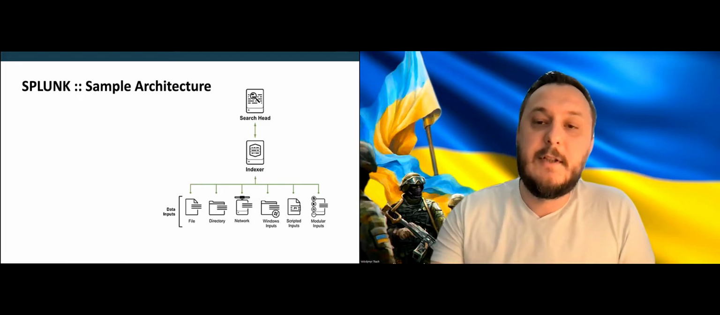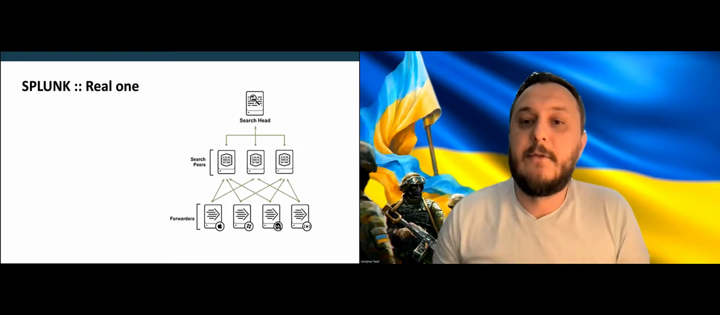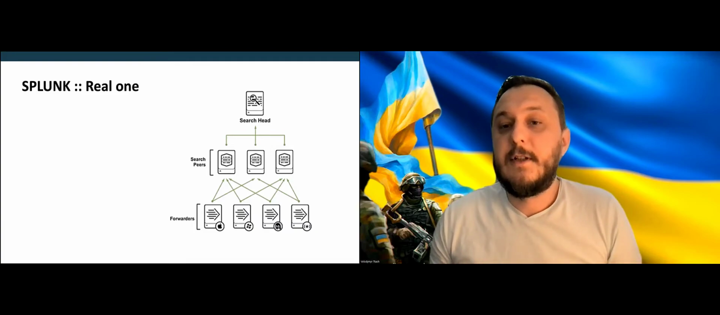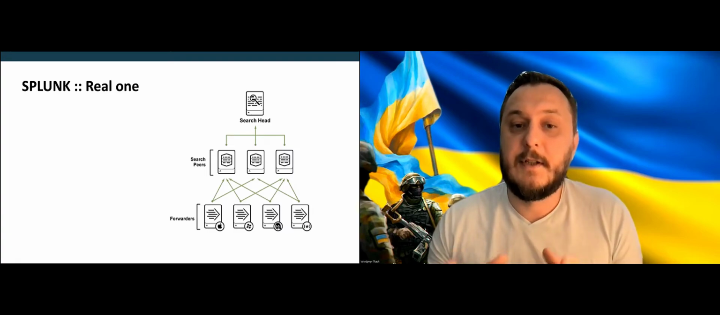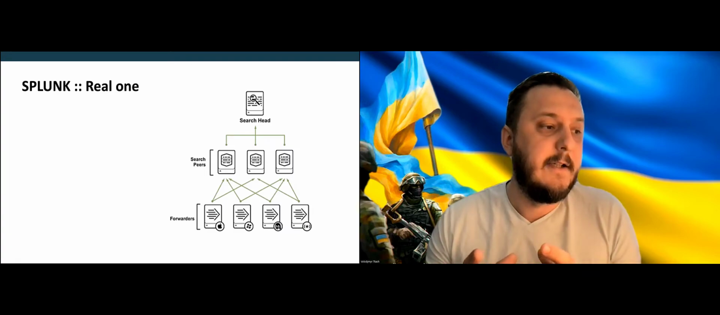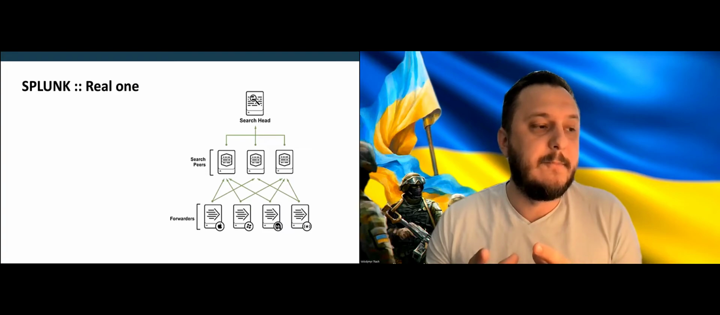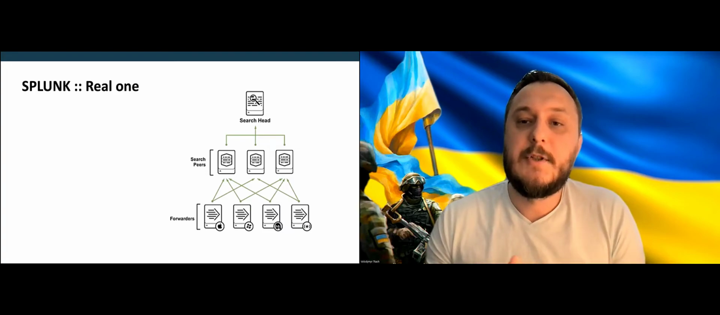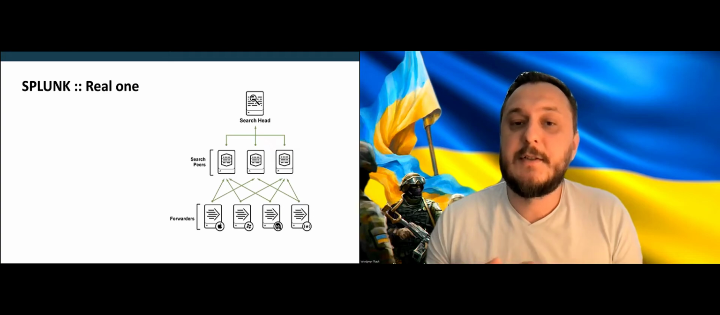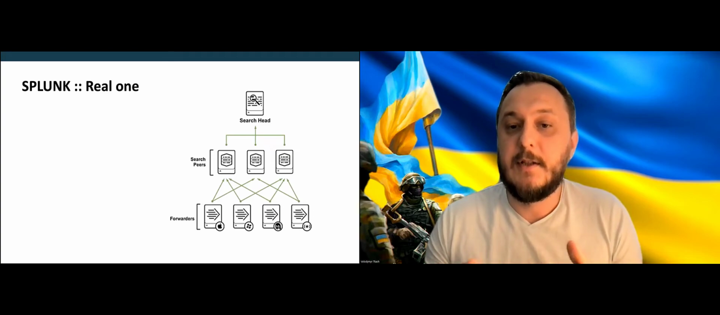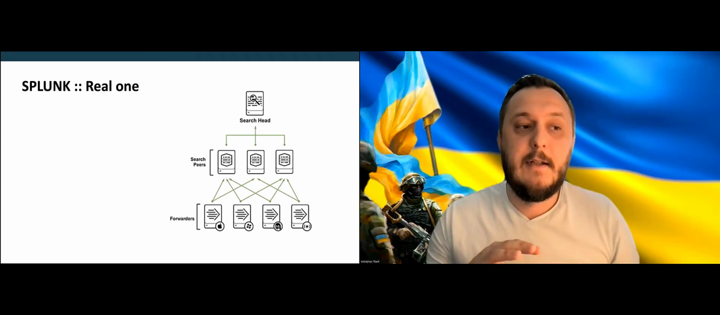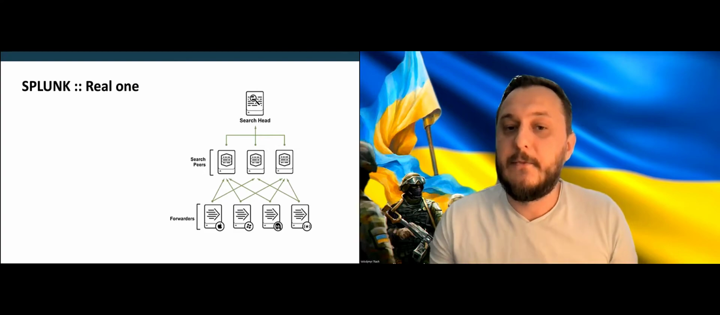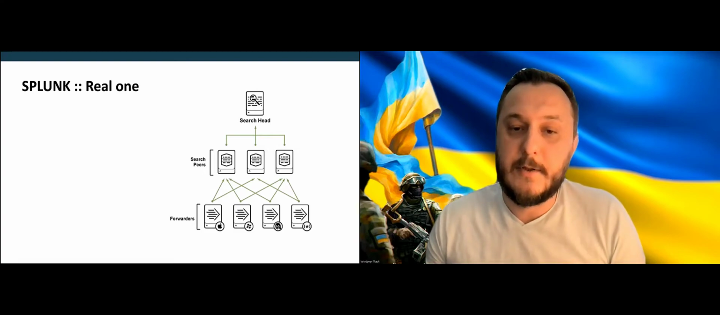But normally it doesn't look like this. Normally it doesn't look very simple. Normally it looks like this. So there is a search head, like I told you, something like a control center, which takes the information and processes it from different search peers, like indexes, right? So we may have a lot of different indexes which collect information in many different ways from so-called forwarders.